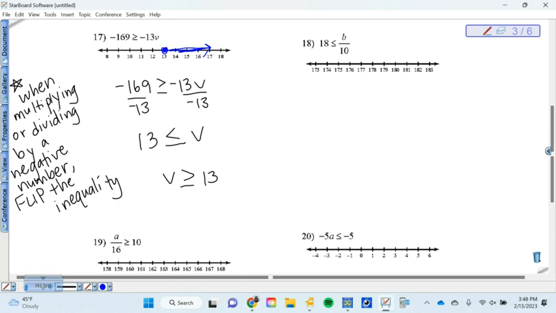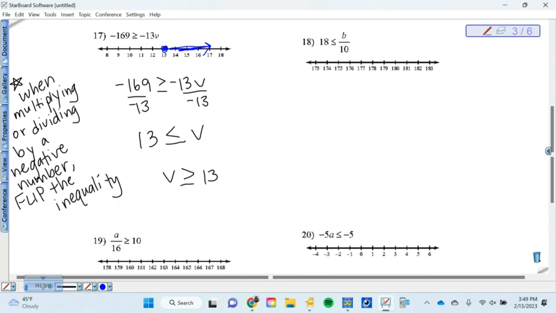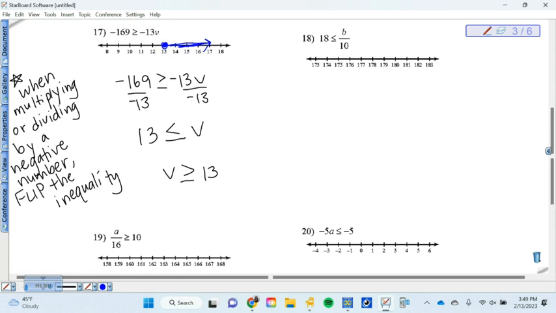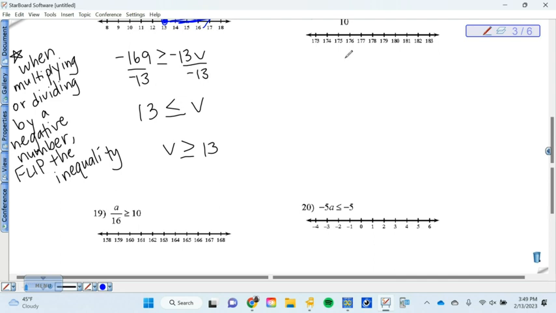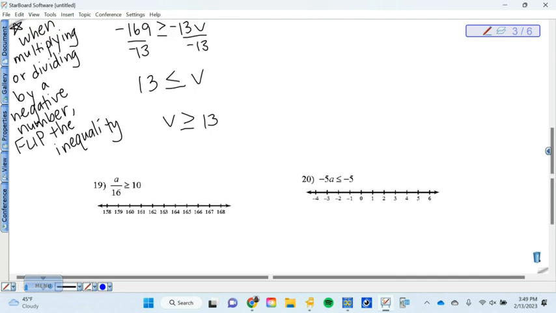Any questions so far? I'm moving quickly. Feel okay? Yes? No? Let's do number 19 together, and then you can do 18 and 20.